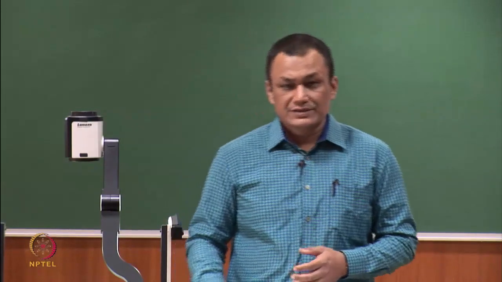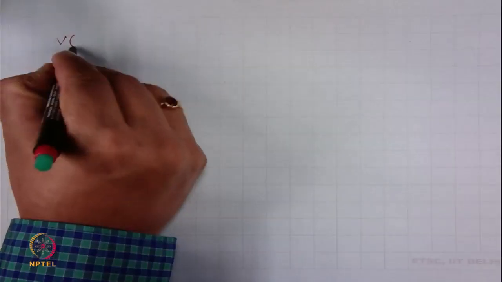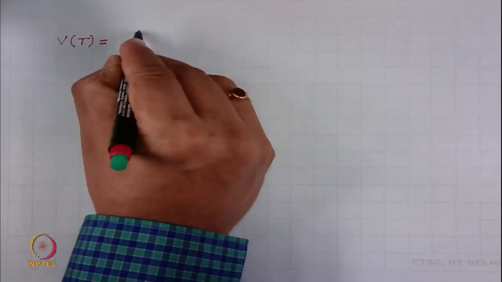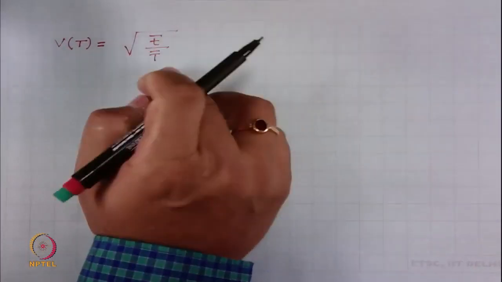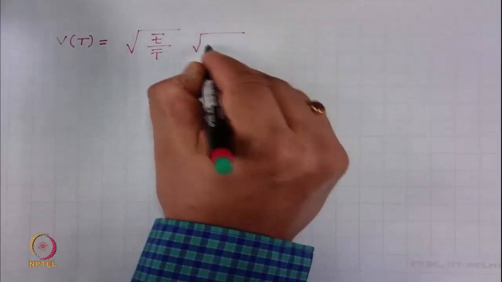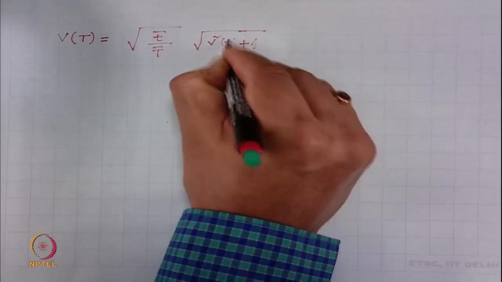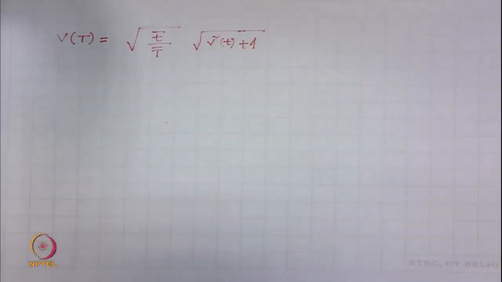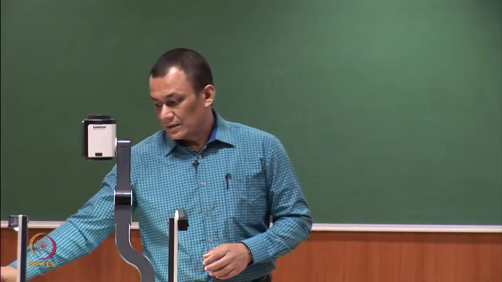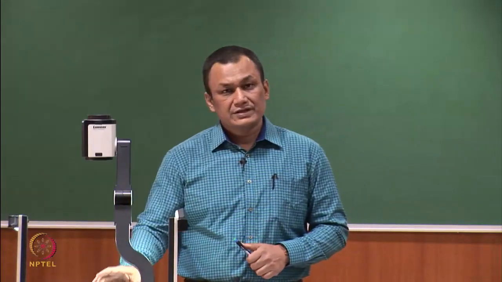Under these 4 assumptions, we derived a relationship for sliver fineness, which was equal to mean fiber fineness by mean sliver fineness into the square of CV of fiber fineness plus 1. This derivation we completed in our last lecture.